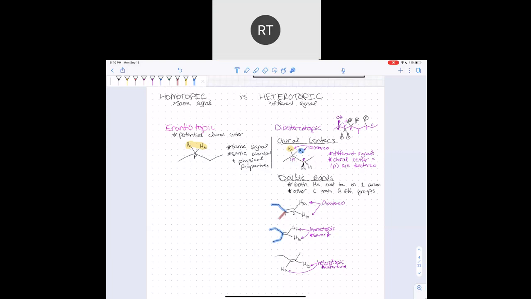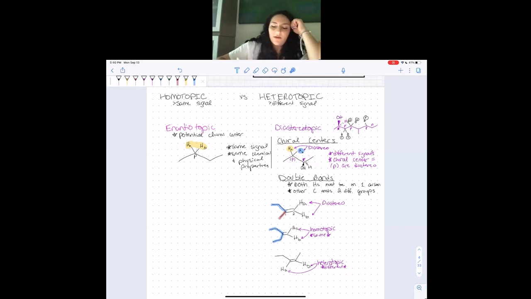I have a question. So for enantiotopic, the two would count as the same signal. So if you were counting signals, you wouldn't separate the two, right? Exactly. So both of these would count as one signal. In this one, they each count as unique signals. Thank you. No worries.